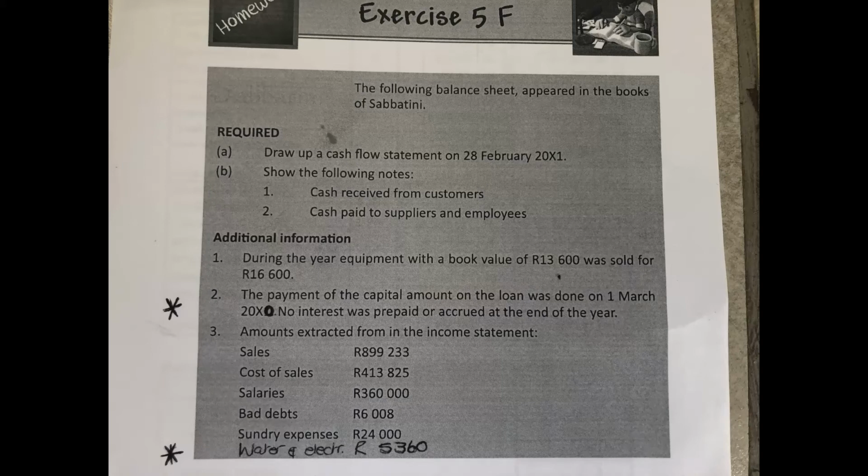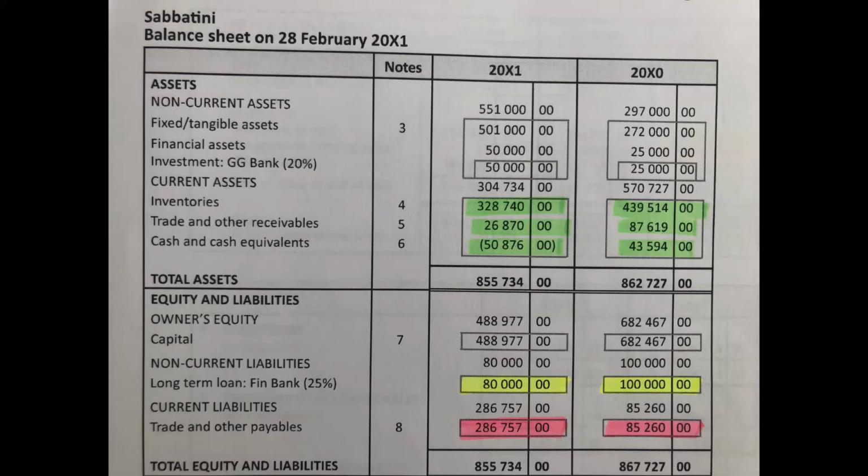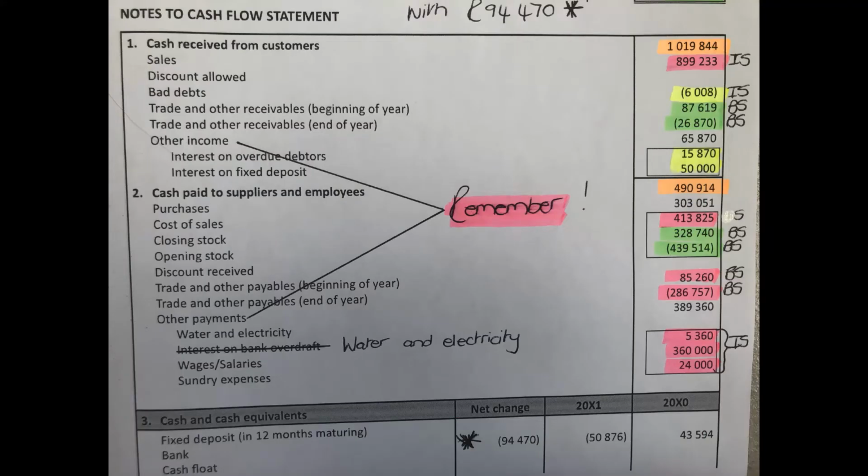We add trade and other receivables at the beginning of the year, which was 87,619, and we deduct trade and other receivables at the end of the year, which was 26,870. All right. And then we add other income, which was in this case, we had interest on overdue debtors of 15,870 and interest on fixed deposit of 50,000.